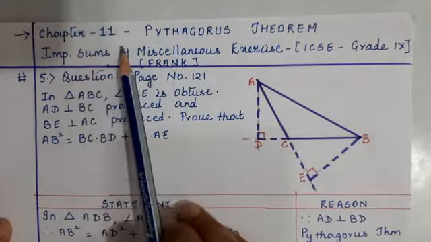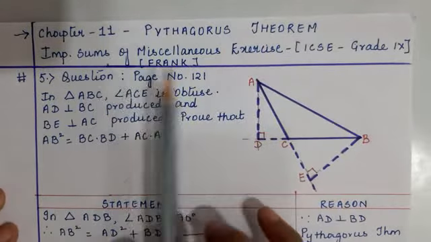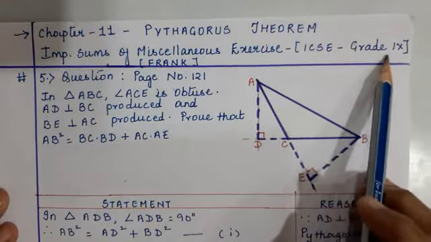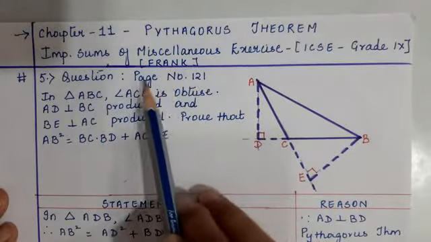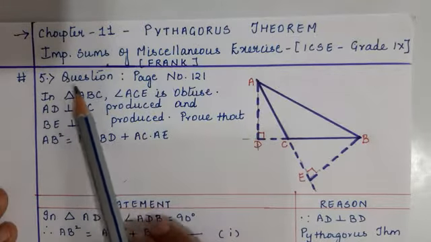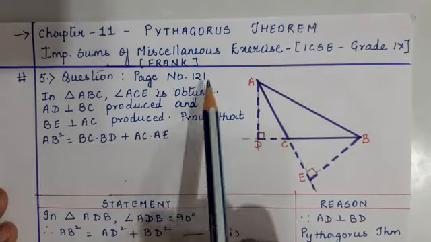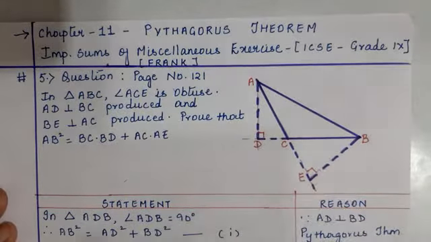Now from chapter 11 Pythagoras theorem for ICSE grade 9 important sums of miscellaneous exercise of Frank publications, let us solve. Question number 5, page number 121. This is the related figure students.